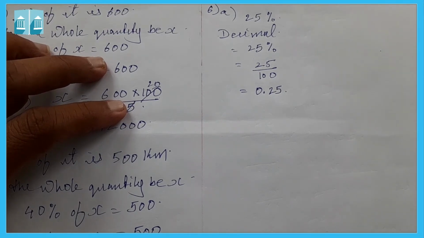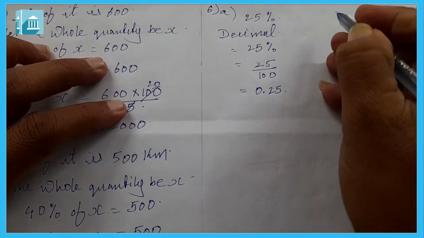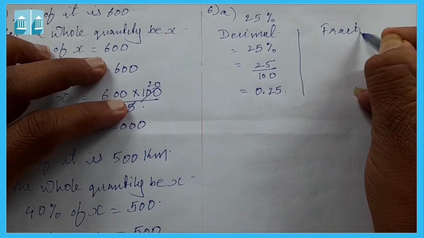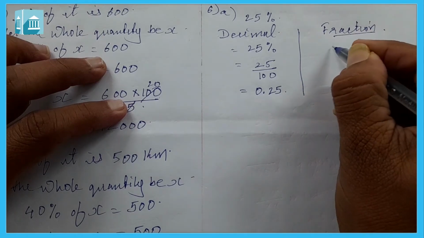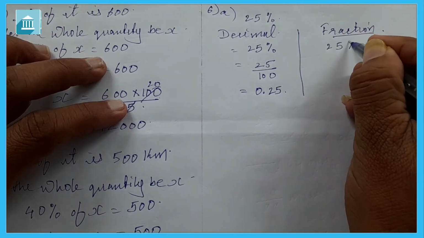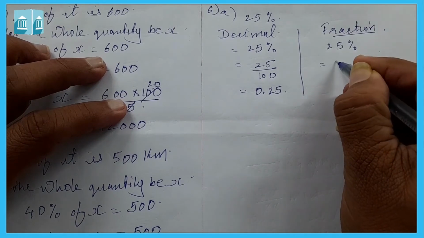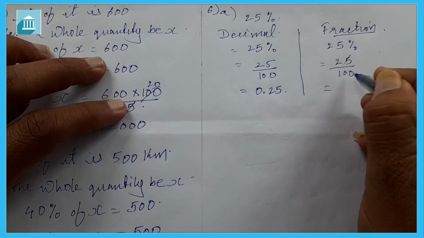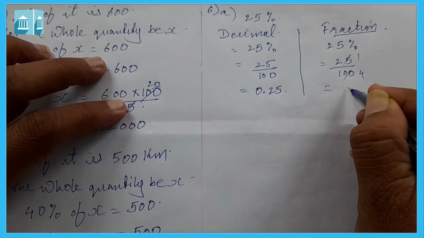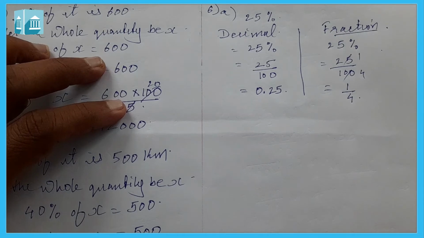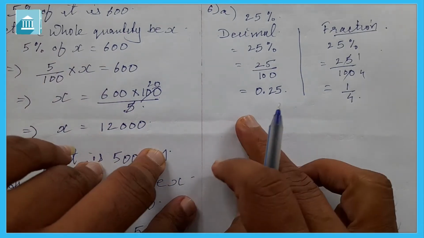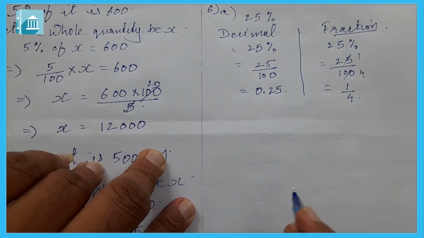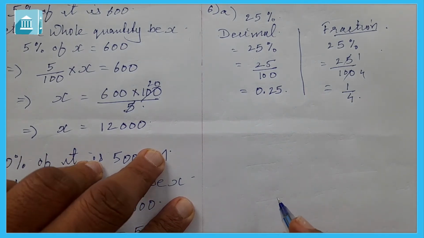Now we have to again convert it into the fraction also in simplest form. So in fraction when we convert, 25% is equal to 25 upon 100. When it is simplest form, it is 25 ones and 25 fours. So it is 1/4. So here 25% in decimal form and 25% in fractional simplest form. Now let us see question number D.